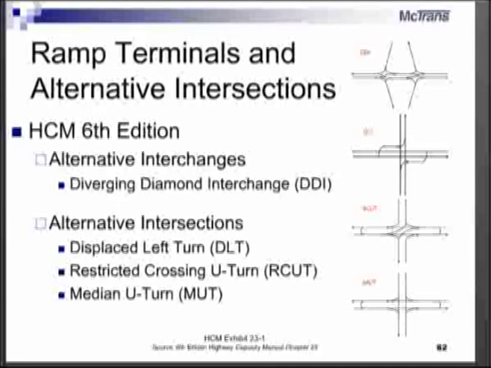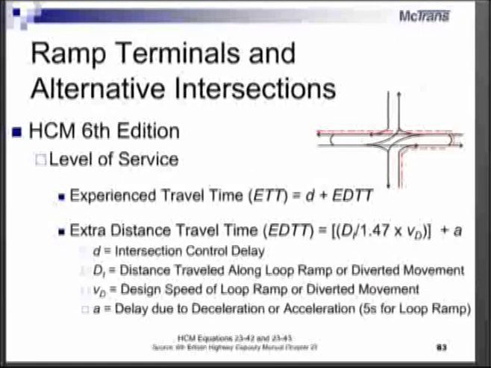And a subset of that is a median U-turn. I can go through at the side street, but I cannot make a left. I have to go downstream, make a U-turn and come back. It's sometimes called a Michigan left. They've been doing it there forever. And so you've got these 4 flavors that are now modeled or will be modeled in the 6th edition.